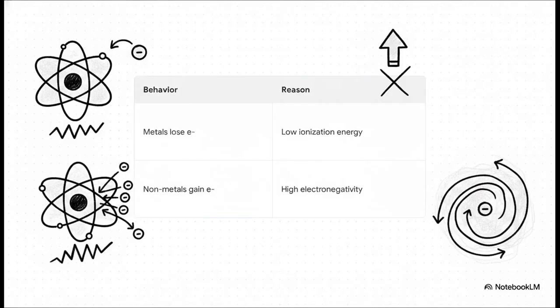Why do specific elements behave the way they do? Looking at the table, we see that metals lose electrons. But what's the physical cause? Low ionization energy. It just doesn't take much energy to strip that outer electron away.